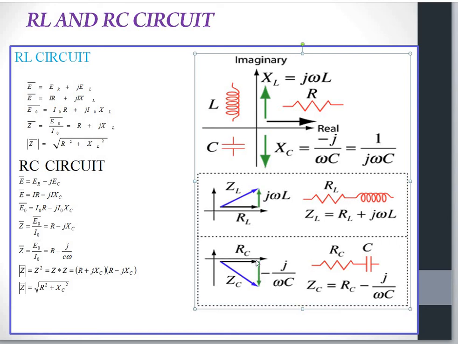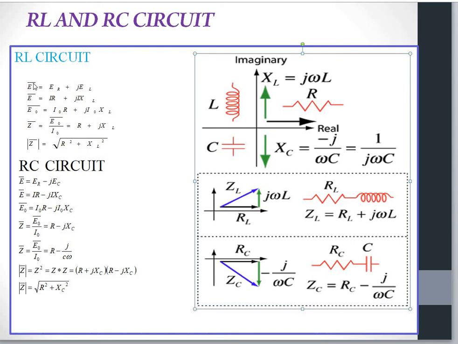So this is the real resistance R. To show the RC circuit, we change Z below. So this is R, this is XC. So the ZC is given by R minus J by C omega. So this is in the case of an RC circuit.